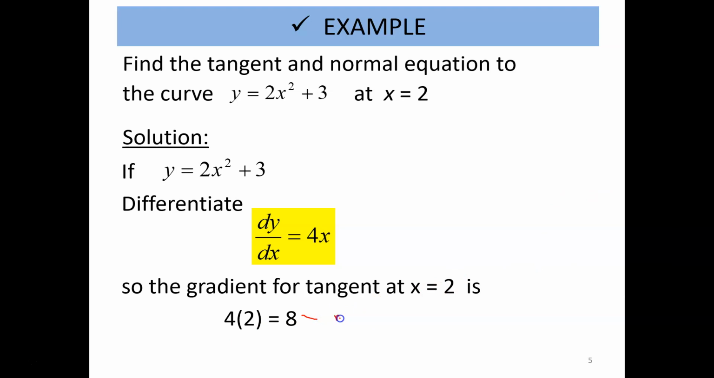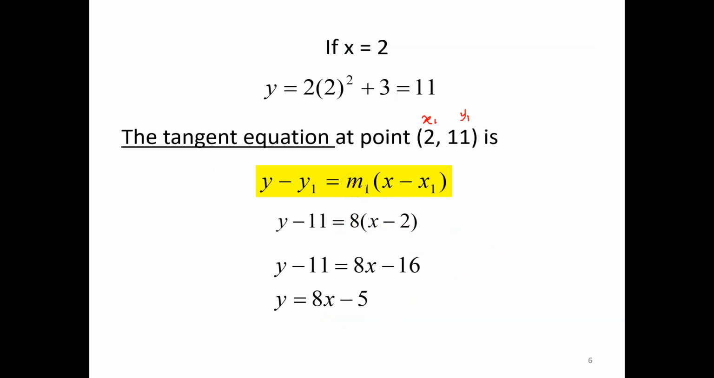So this will be your m1. Okay, so you just substitute your m1 times x minus x1. x1 will be this 2. So you just substitute, then you get this answer. So this will be your tangent equation.